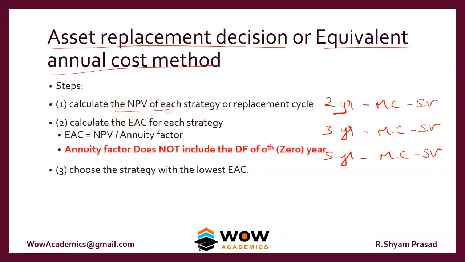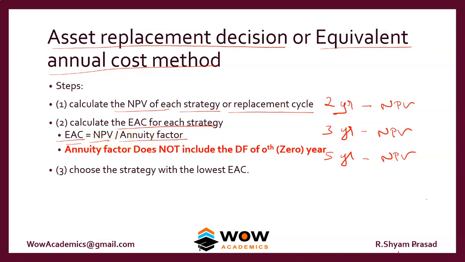First, we have to calculate the NPV of each strategy or replacement cycle. So for each of the machines, we have to compute an NPV. Then calculate the EAC for each of the strategies. So the EAC works like this: NPV divided by the annuity factor. So divide by the annuity factor, you will get an answer. Choose the strategy with the lowest EAC.